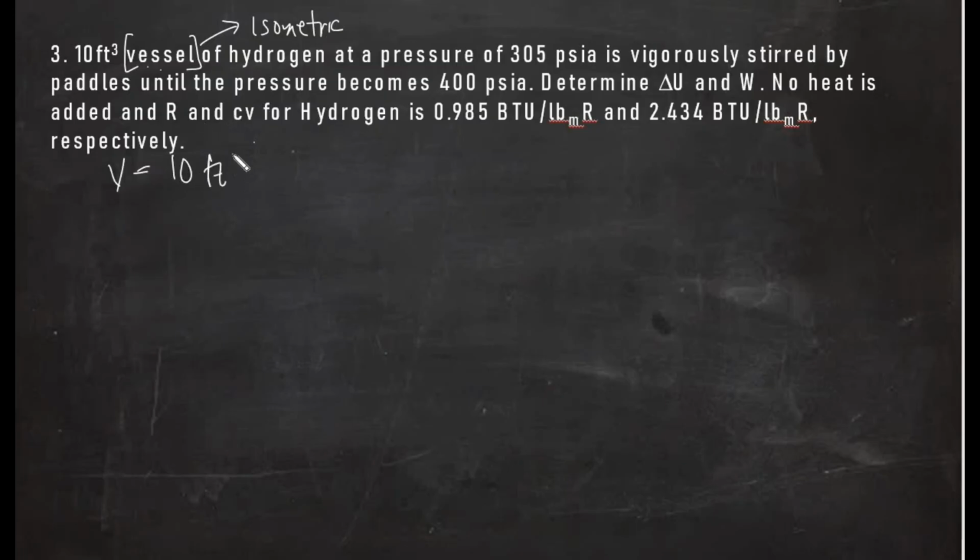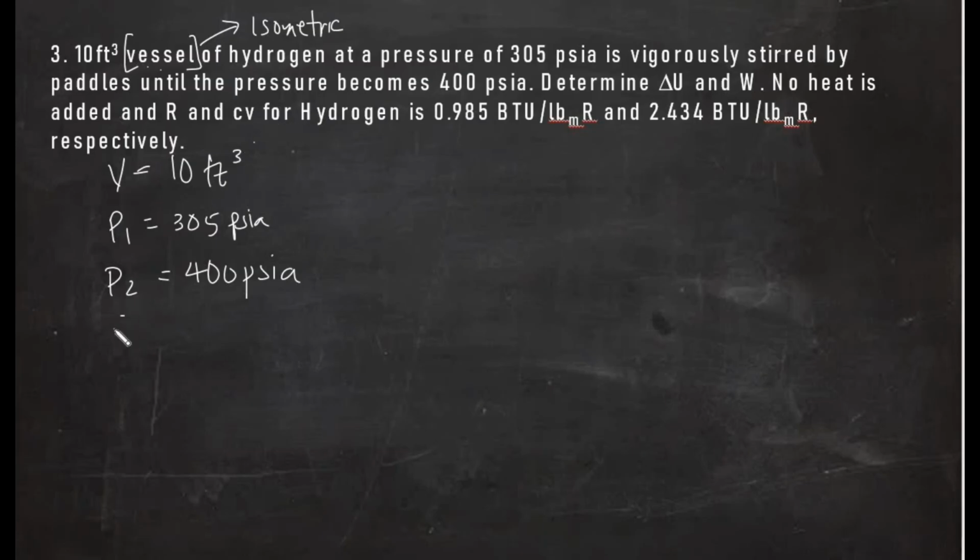We have volume equal to 10 cubic feet, and P1 is equal to 305 psia. We have P2 equal to 400 psia. We have to determine the change in internal energy and also the work. It's also noted here that no heat is added, and it's also given the specific gas constant and the specific heat for constant volume for hydrogen.